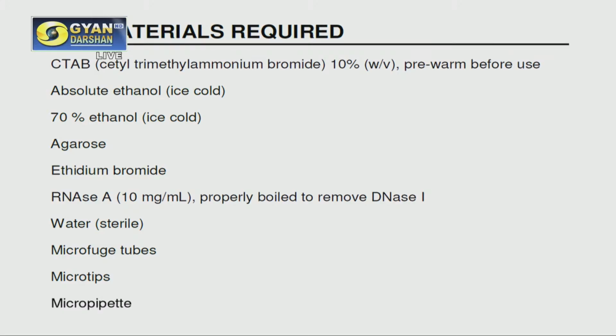First, as I said, CTAB 10%, pre-warm before use. Then you need the absolute ethanol, ice cold. You need 70% ethanol. Then you want to check the quality of the DNA. For that, you need agarose. If you remember, in one of my earlier laboratory sessions, I discussed some of the experiments like plasmid DNA isolation, agarose gel electrophoresis, etc.